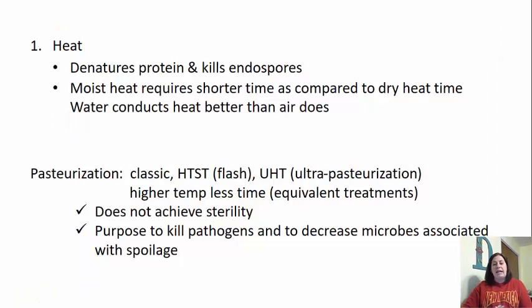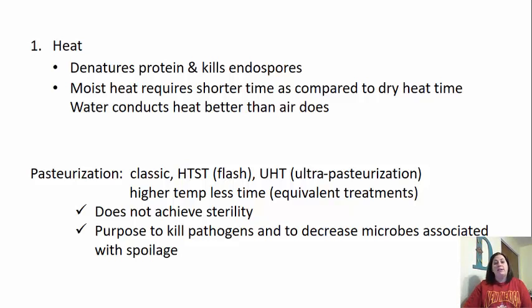So when we look at heat, heat denatures proteins and kills endospores. Moist heat requires shorter time as compared to dry heat because water conducts heat better than the air does. All right, and so since the water can conduct that heat, it's going to have less time to be used.